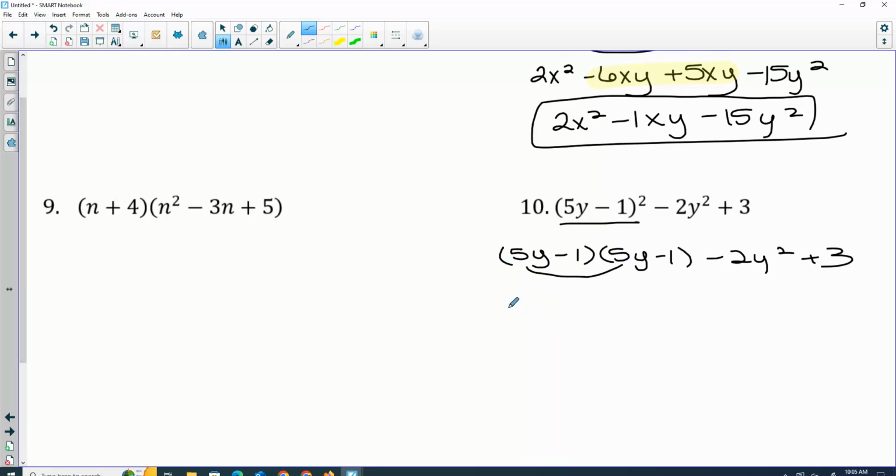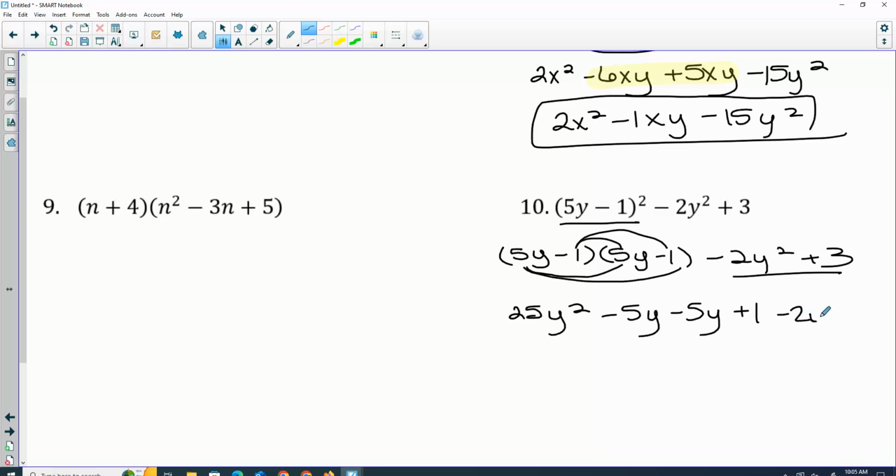5y times 5y. So 5 times 5 is 25. Y times y is y squared. 5y times -1 is -5y. -1 times 5y is -5y. -1 times -1 is +1. That's my multiplication, but we still have these other terms: -2y squared plus 3.